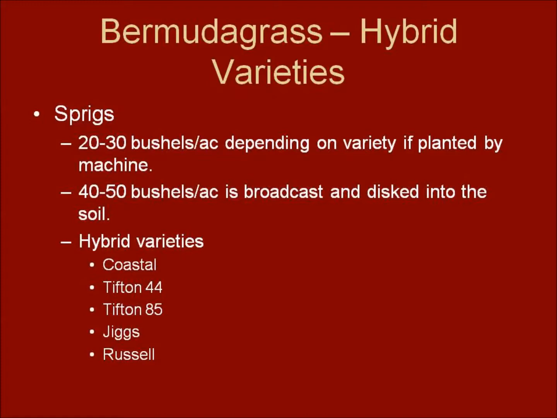Now, I have listed here some of the hybrid or sprig varieties. One that we're all pretty familiar with is Coastal. Coastal Bermudagrass is one that's been used widely here in most all of Texas. It's a variety that does very well here in all soil types, whether it's sandy loam, clay loam, or clay soils. Tifton 44 is another hybrid variety that was developed several years ago at the experiment station in Tifton, Georgia. We don't see a whole lot of this particular variety, but I will say this: it does very well on our tight clay soils here in North Texas.